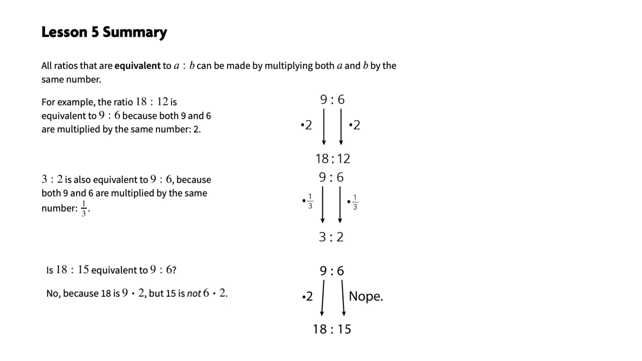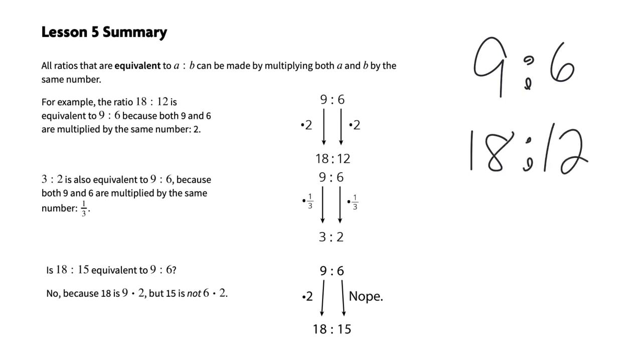The idea is we know that two ratios are equivalent to each other, in this case 9 to 6 and 18 to 12. We know that those two ratios are equivalent because both items got multiplied by the same thing, and in this case, it happens to be 2. If one number is being multiplied by 2, and the other number is multiplied by something other than 2, that means those two ratios are not equivalent.